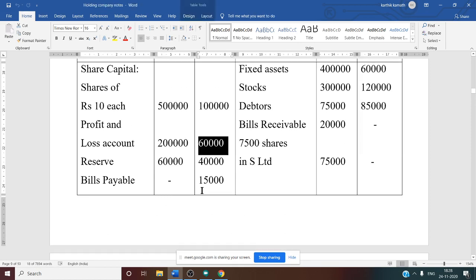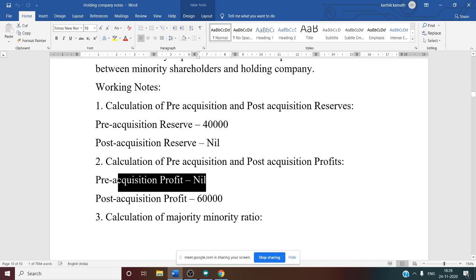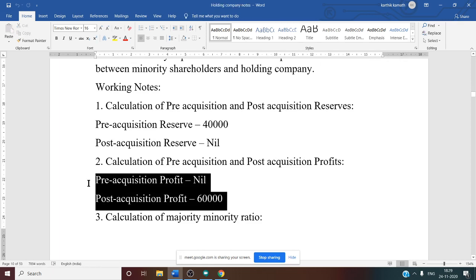So the entire thing is post. That means pre-acquisition profit is nil. Post-acquisition profit is 60,000. So the second working note is over. This is a very simple problem, but if you compare with other problems, there may be some calculation also.